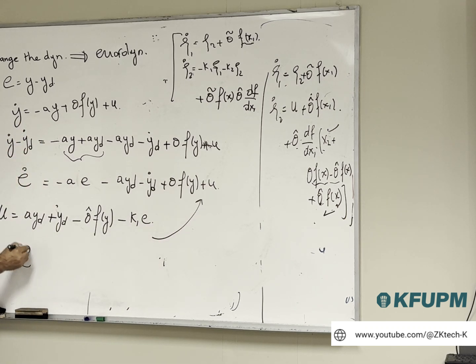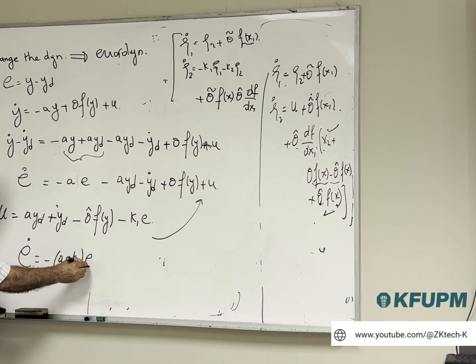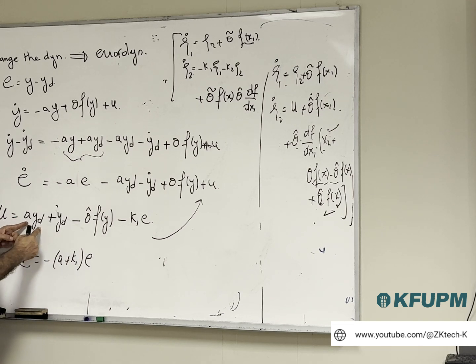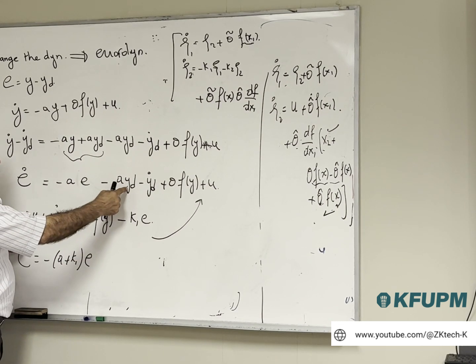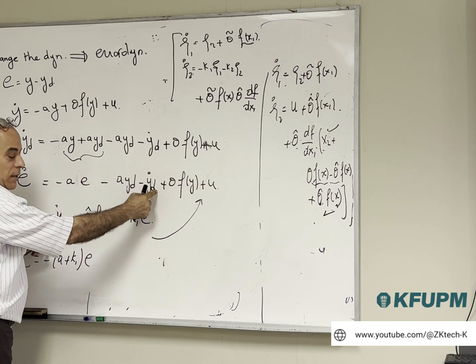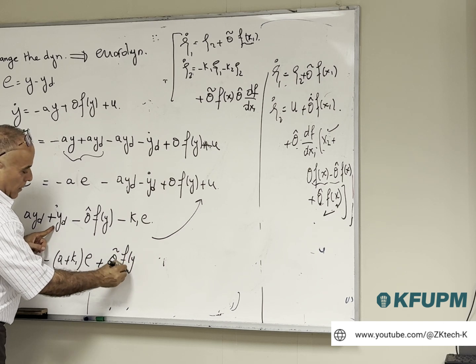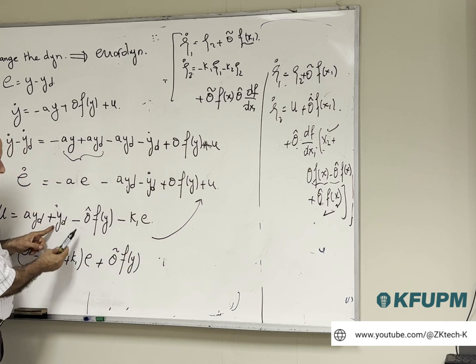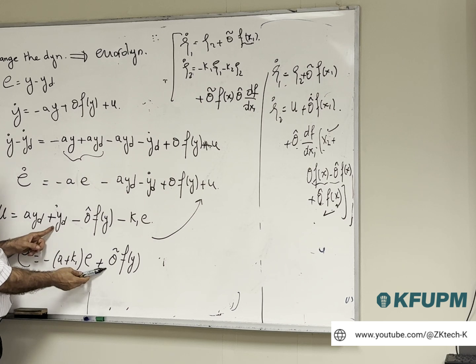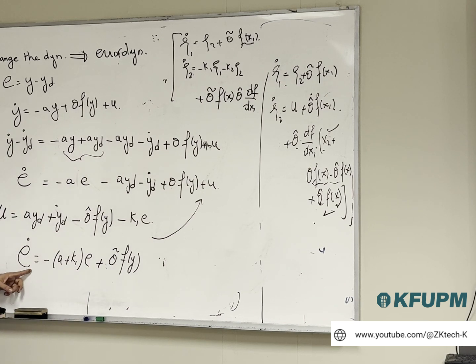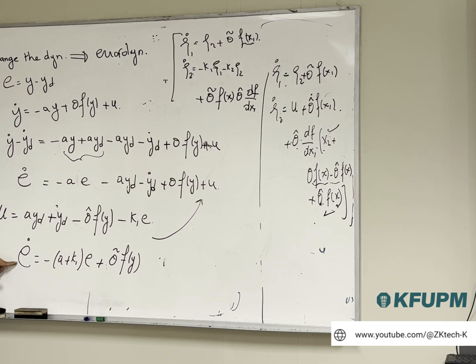Then I replace everything in the dynamic equation again. So I will have e prime equal to minus a plus k1, the whole thing multiplied by e. The a times y desired will cancel this, y desired prime will cancel this, plus theta minus theta hat, which is theta tilde, times f of y. And this system is now the system that I need to look at in order to make sure that e goes to 0. So what should I do?